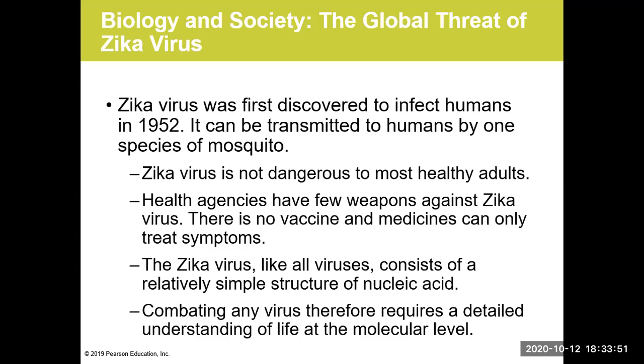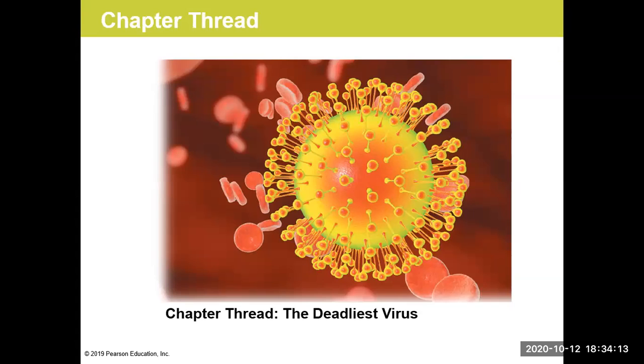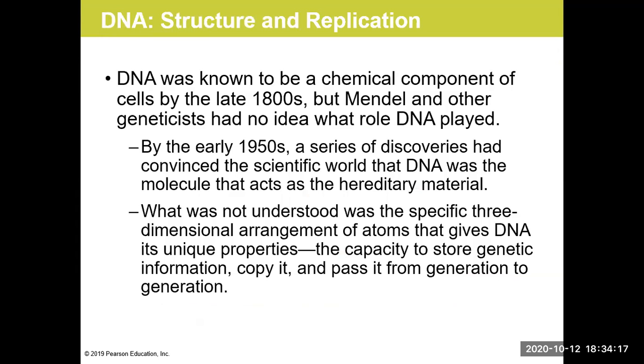Like all other viruses, the Zika virus has a very, very simple structure consisting of a nucleic acid molecule. Therefore, in order for us to fight against any virus, we need to understand its life, its mechanism of reproduction, how it divides or increases in number at the molecular level. This is how the Zika virus looks. This brings us to the genetic material, DNA, and what its structure is and how it replicates.